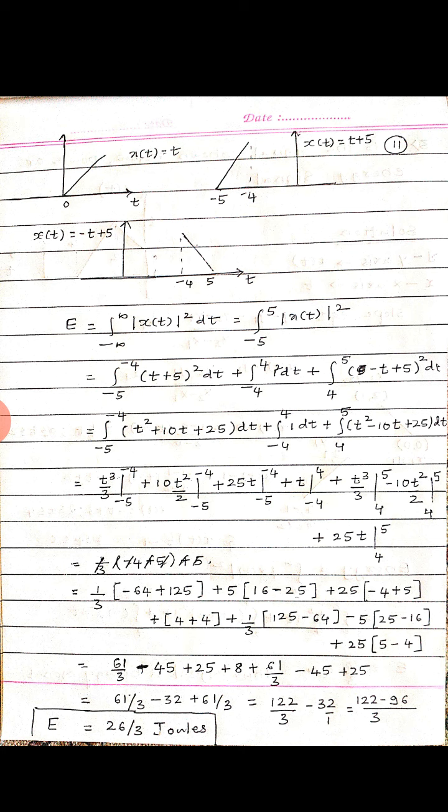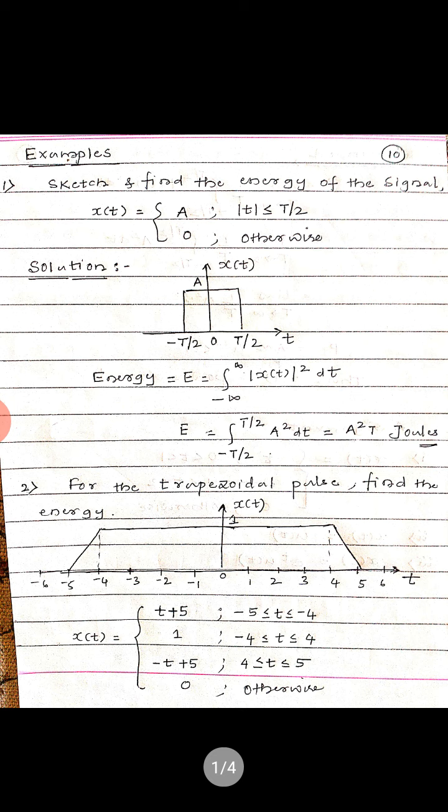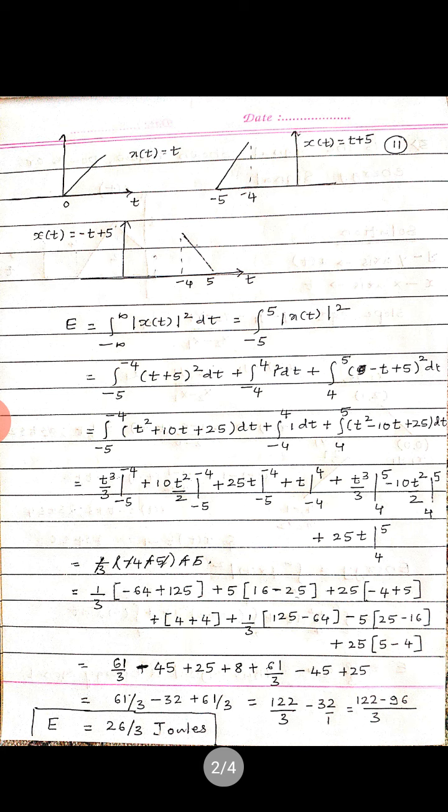Applying each limit and simplifying we will get energy E is equal to 26 divided by 3 joules, and it is a finite quantity. So this is the final energy contained for the given trapezoidal pulse signal. Hope you understood how to find the signal values for different time intervals and how to calculate its energy for the total time duration from minus 5 to plus 5.